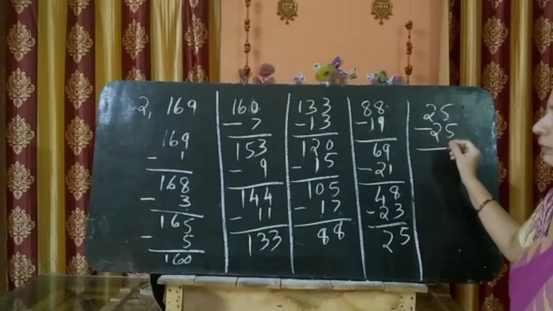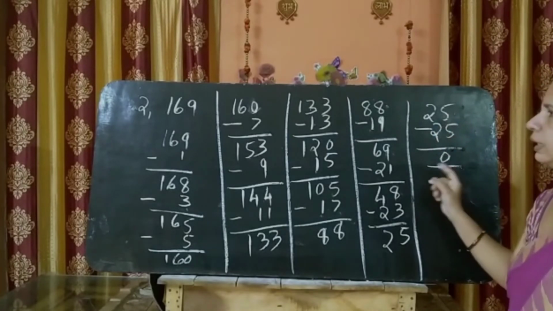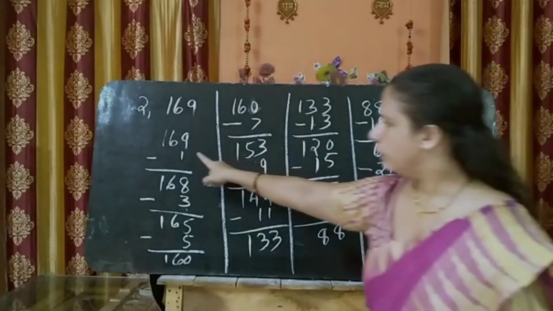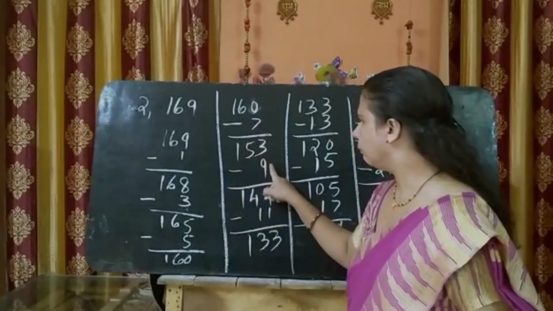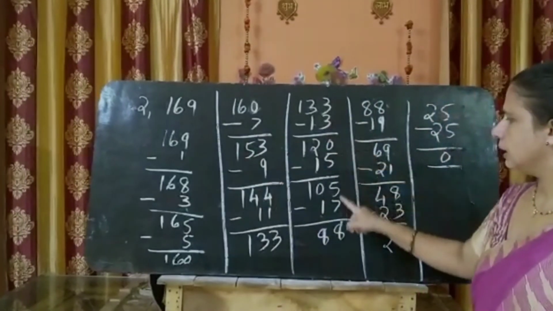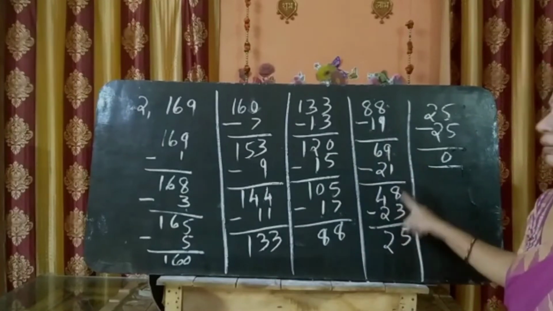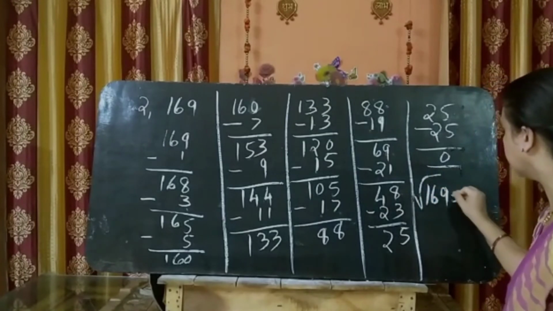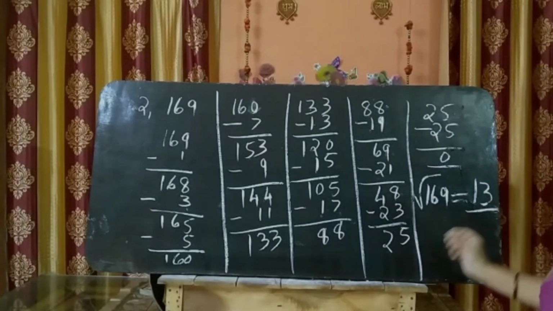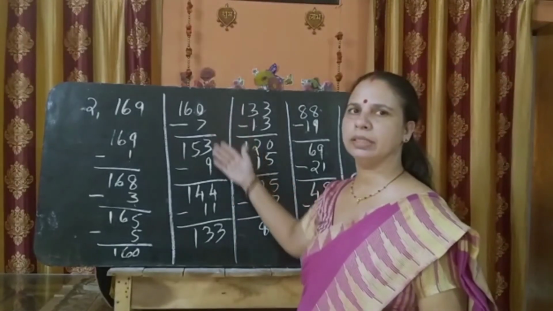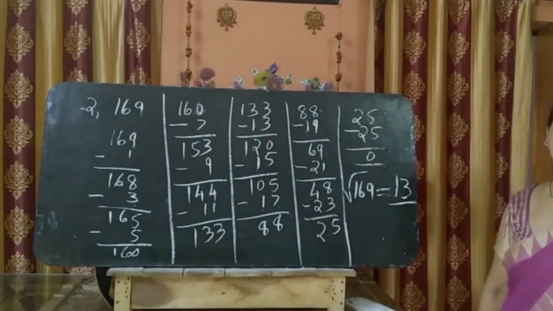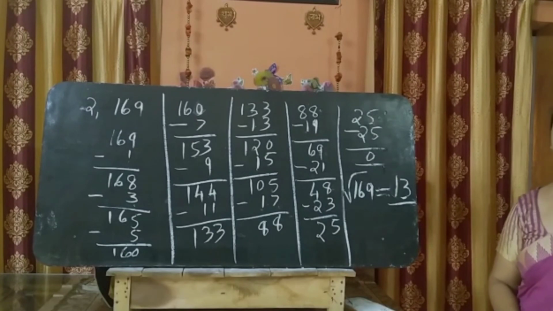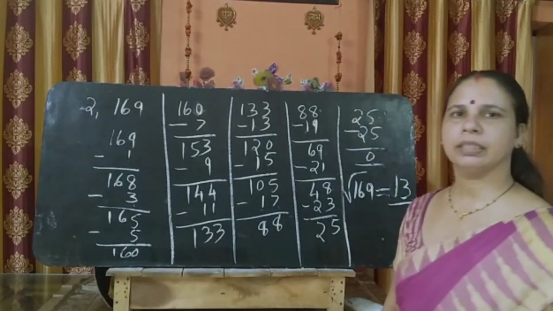25 minus 25, 0. Then count how many times we have done this subtraction. 1, 2, 3, 4, 5, 6, 7, 8, 9, 10, 11, 12, 13. So, square root of 169 equals 13. Copy down this. Students, we will continue in the next class.